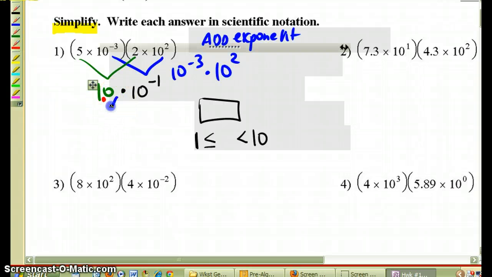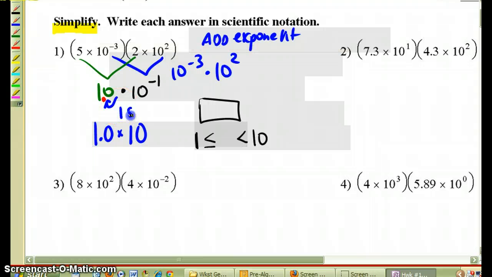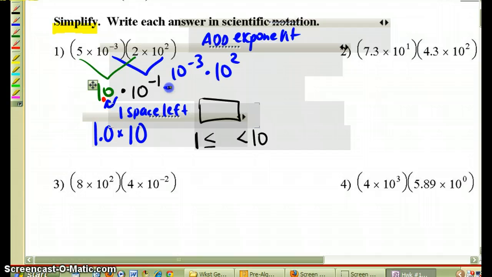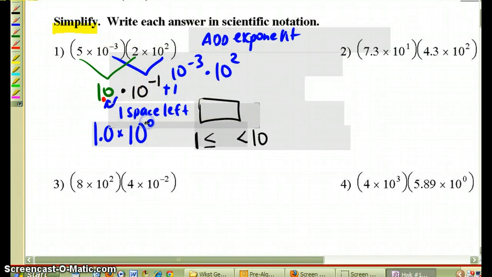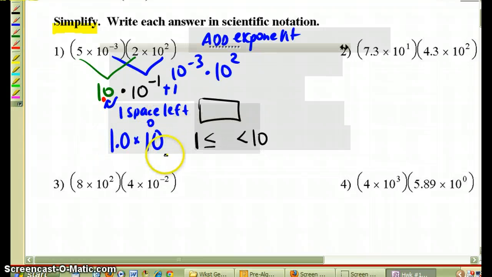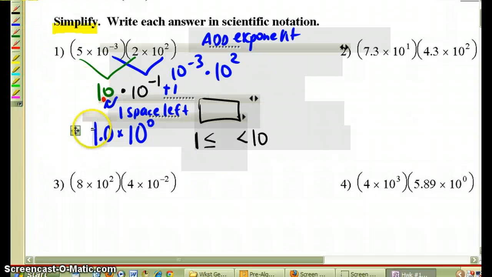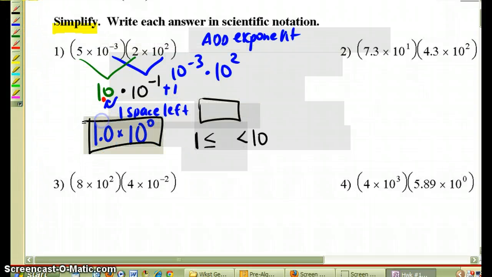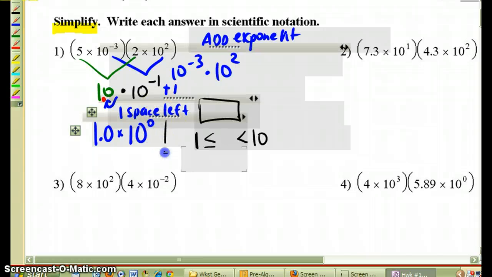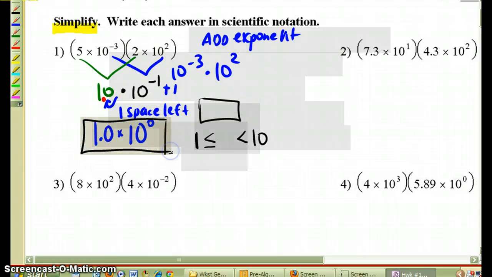Okay, that means I move the decimal 1 space to the left, so I have 1.0 times 10, and because I moved it 1 space to the left, that means I need to add 1 to the exponent negative 1, meaning that the exponent will be 0. So I'm going to go ahead and leave it like that. And if you notice, this number is just actually not a very large number at all, and it's just the number 1. So typically, even if we write it in scientific notation, we would write it like that to represent that.